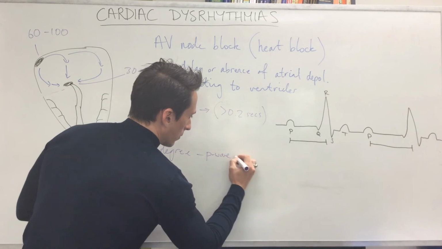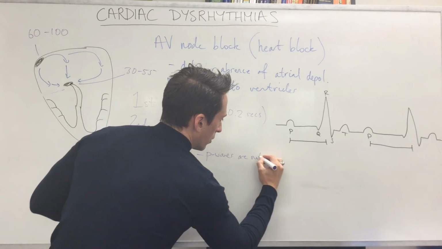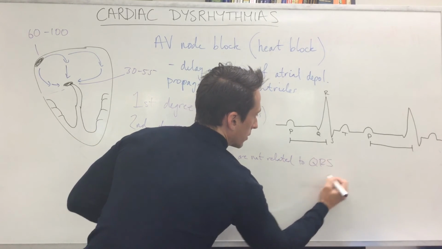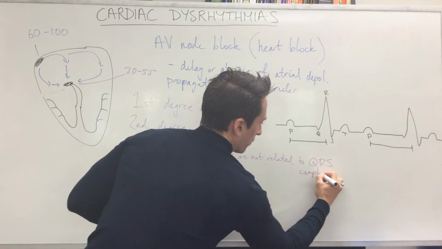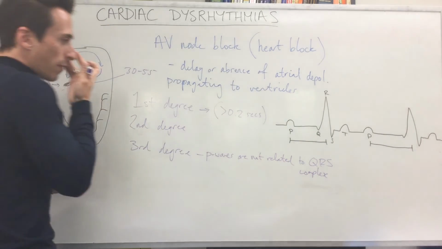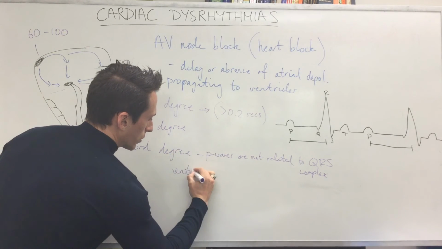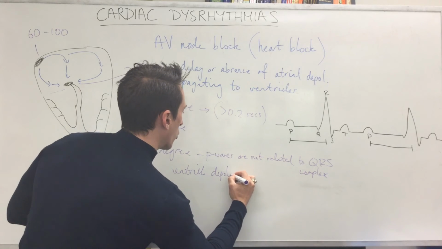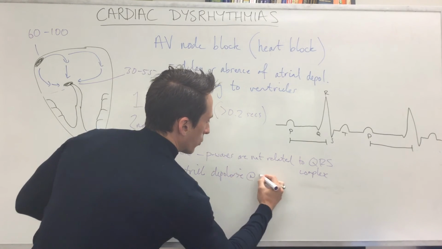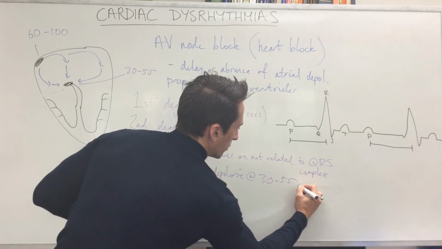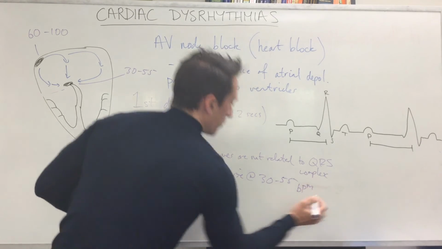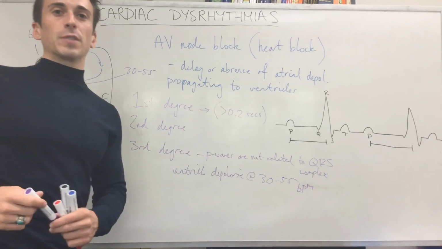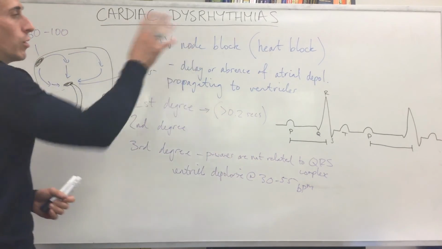P waves are not related to QRS complex, and therefore ventricles depolarize between 30 to 55 beats per minute. That's third degree heart block. And what do you need here? Pacemaker. Okay? So these are the AV node blocks.